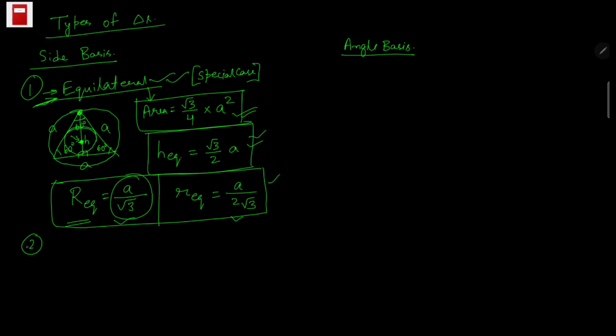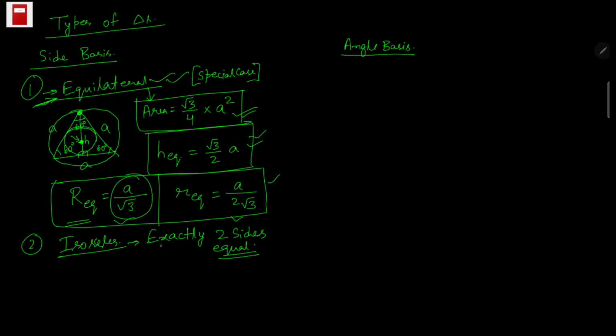And obviously the other two types, very simple. Isosceles is the triangle in which exactly two sides are equal. Okay, there is no overlap. Be very clear about this. Exactly two sides equal. The third side is not equal. Okay, the third side should not be equal. Only two sides should be equal.